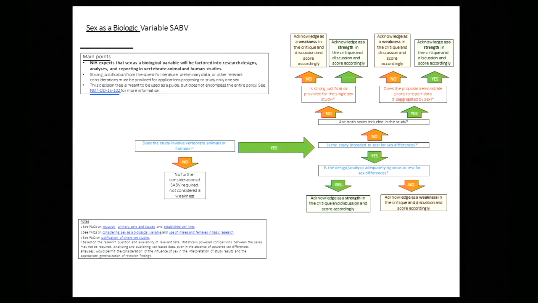So I think a main factor here, okay, you have vertebrate animals or humans. If you don't, you don't have to worry about this. Is your study designed to look at sex differences? So let's say you're not doing a study that's interested in sex differences. Take the easy path. What you need to do is then ask the question, are you including both sexes?